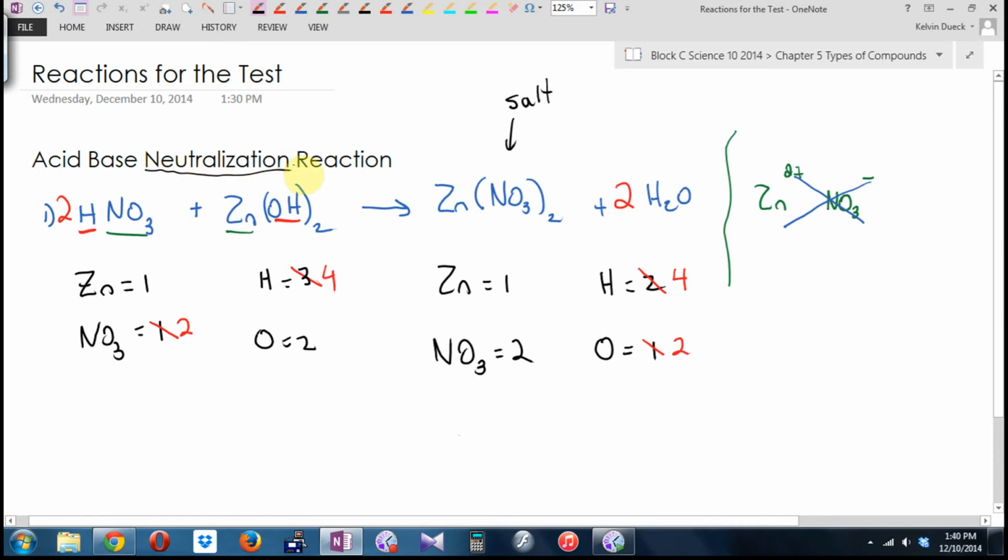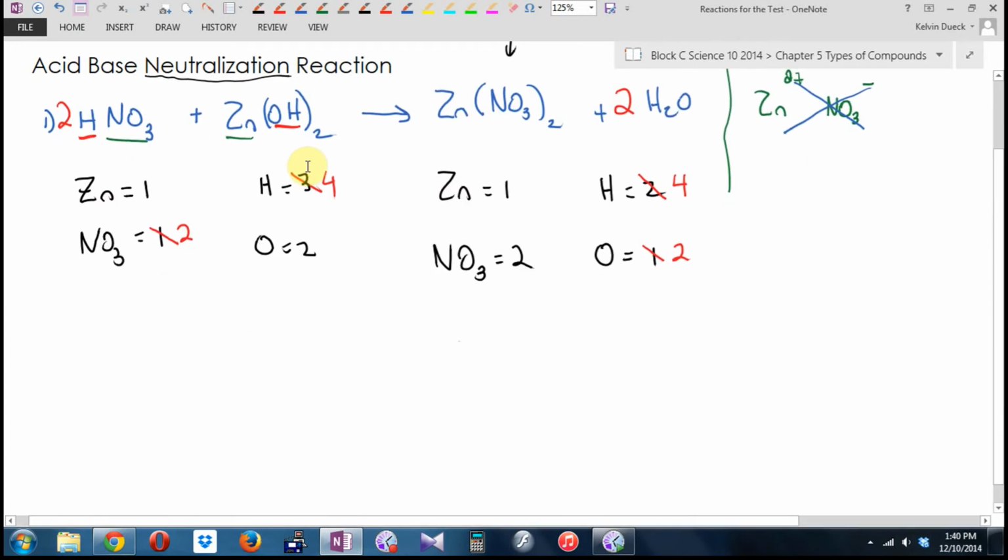In fact, if you measured this carefully, if you added the right amount of HNO3, and is HNO3 one of your acids? Yeah, nitric acid. And you added the right amount of zinc hydroxide, after you shook them up and mixed them together, you could probably put your hand in there and not get burned. They would have neutralized each other. That's an acid-base neutralization reaction. That's one type of reaction you can expect to see.